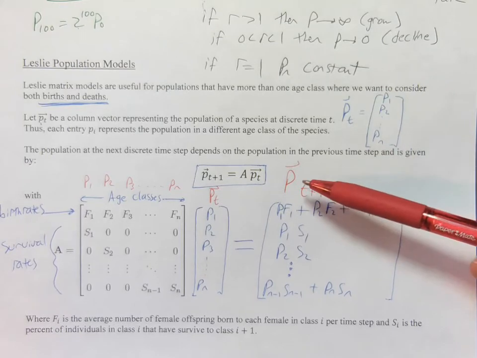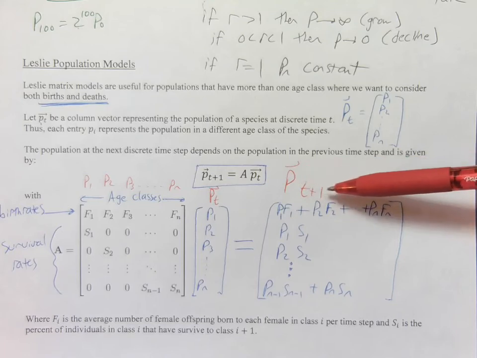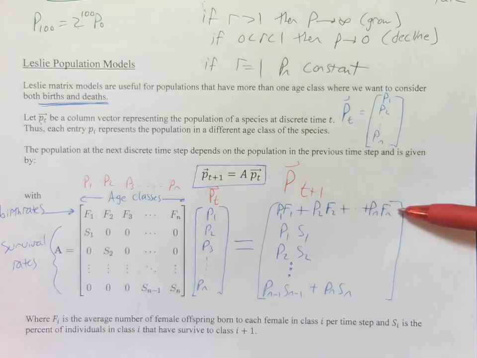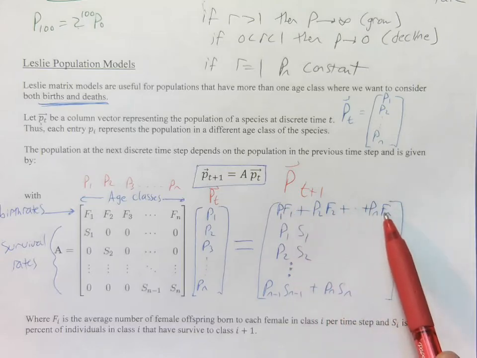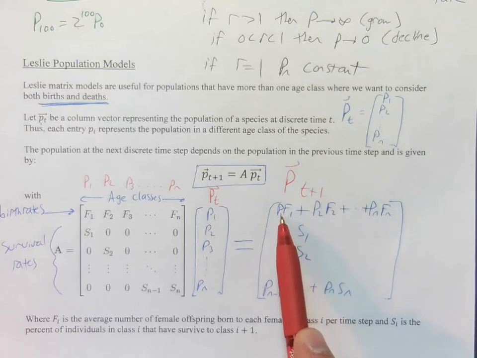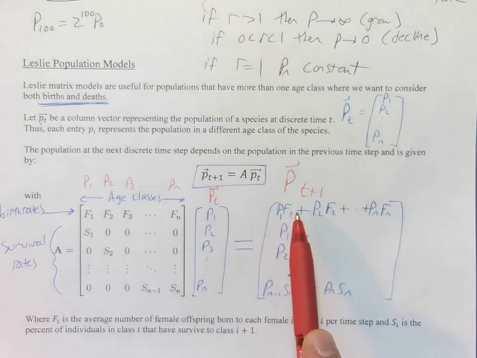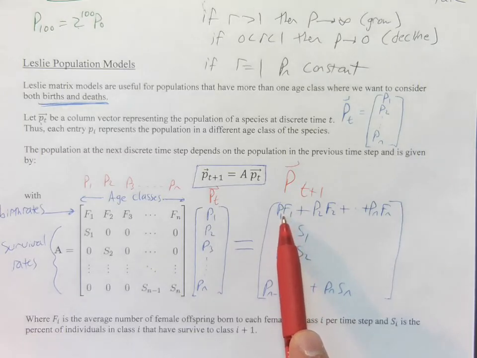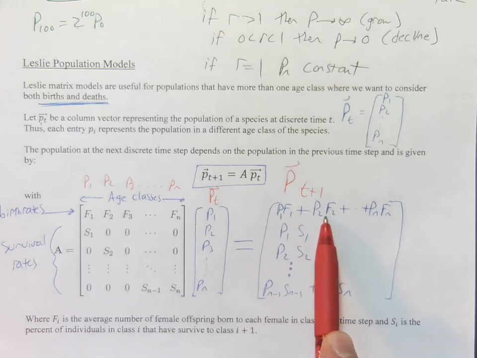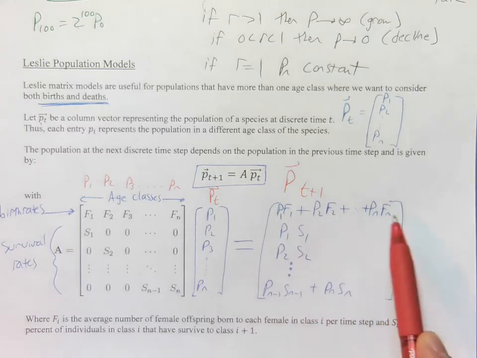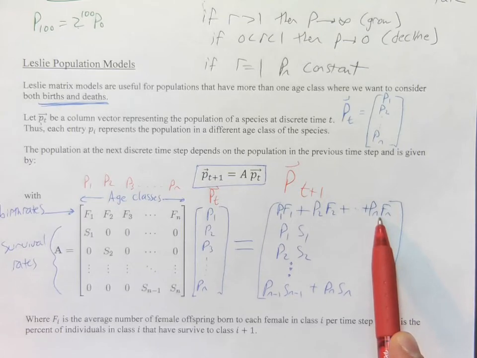So this is the population in the next age class, right? It's the next time step. And this is the first entry, and so this is like the babies. You can see the babies are obtained by birthing from each age class. In other words, when you do P1F1, that's the population in age class 1 multiplied by their birth rate, which is going to be a fraction. So P1F1 tells you the number of births that age class 1 gave. P2F2 is the number of births from age class 2. PNFN is the number of births from age class N.